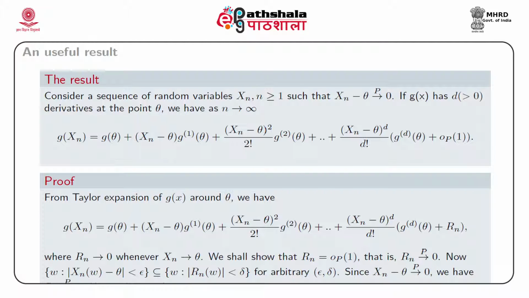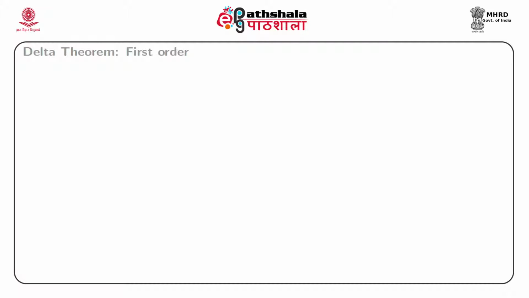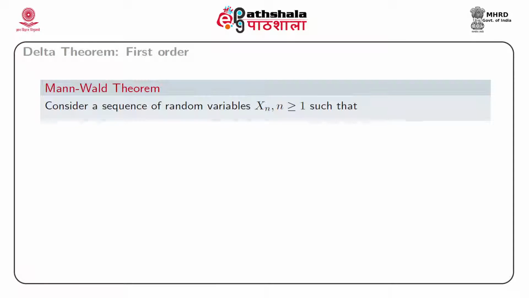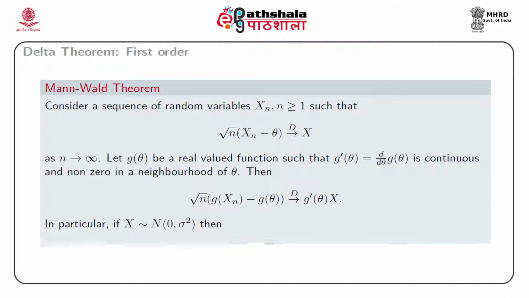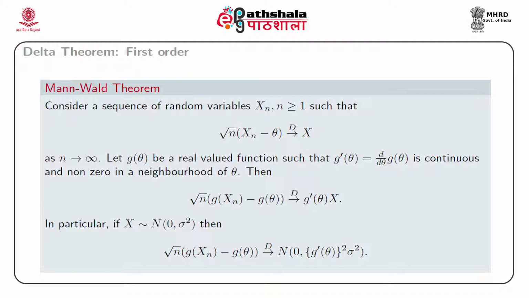Now we are in a position to describe our delta theorem of first order. This particular result is known as the Mann-Wald theorem. Consider a sequence of random variables Xn such that square root of n times (Xn minus theta) converges in distribution to X. Let g be a real valued function such that the first derivative of g is continuous and non-zero in a neighborhood of theta. Then square root of n times (g(Xn) minus g(theta)) converges in distribution to a random variable which is the first derivative of g at theta multiplied by X.